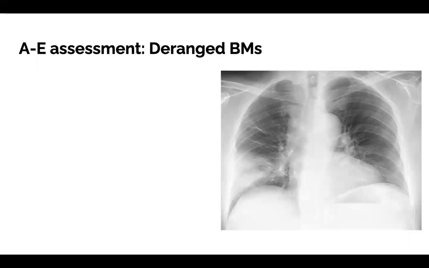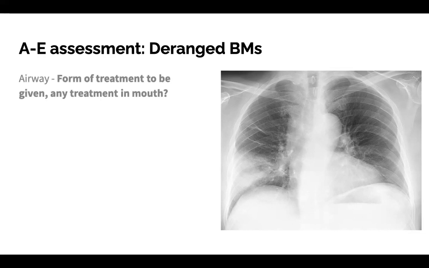So let's move on to an A to E assessment of a patient who has deranged blood sugars. So the first A, airway. It's important to assess the airway and whether it's patent, because that will determine whether the patient can have oral medications, for example, for a hypoglycemic episode, or whether they need IM or IV medication. So if they're unable to maintain their own airway, they might require IM glucagon or IV dextrose if their blood sugar is less than 4.